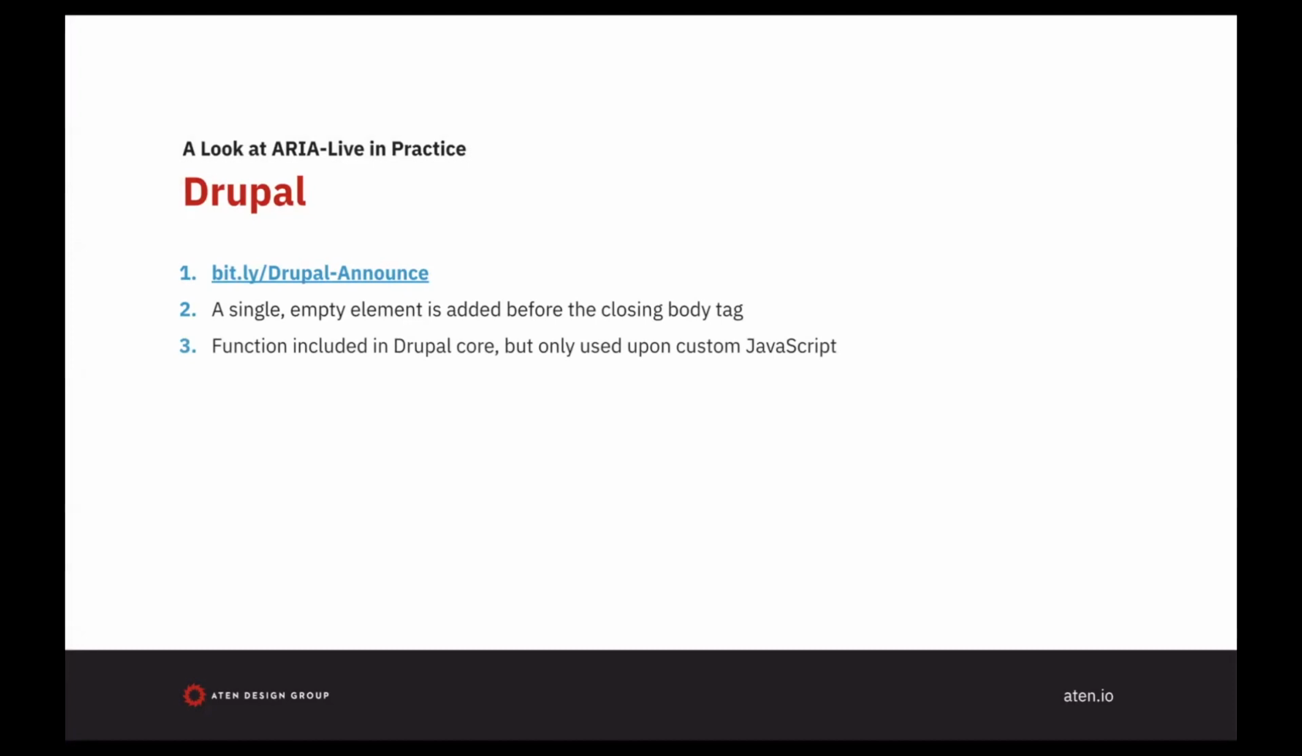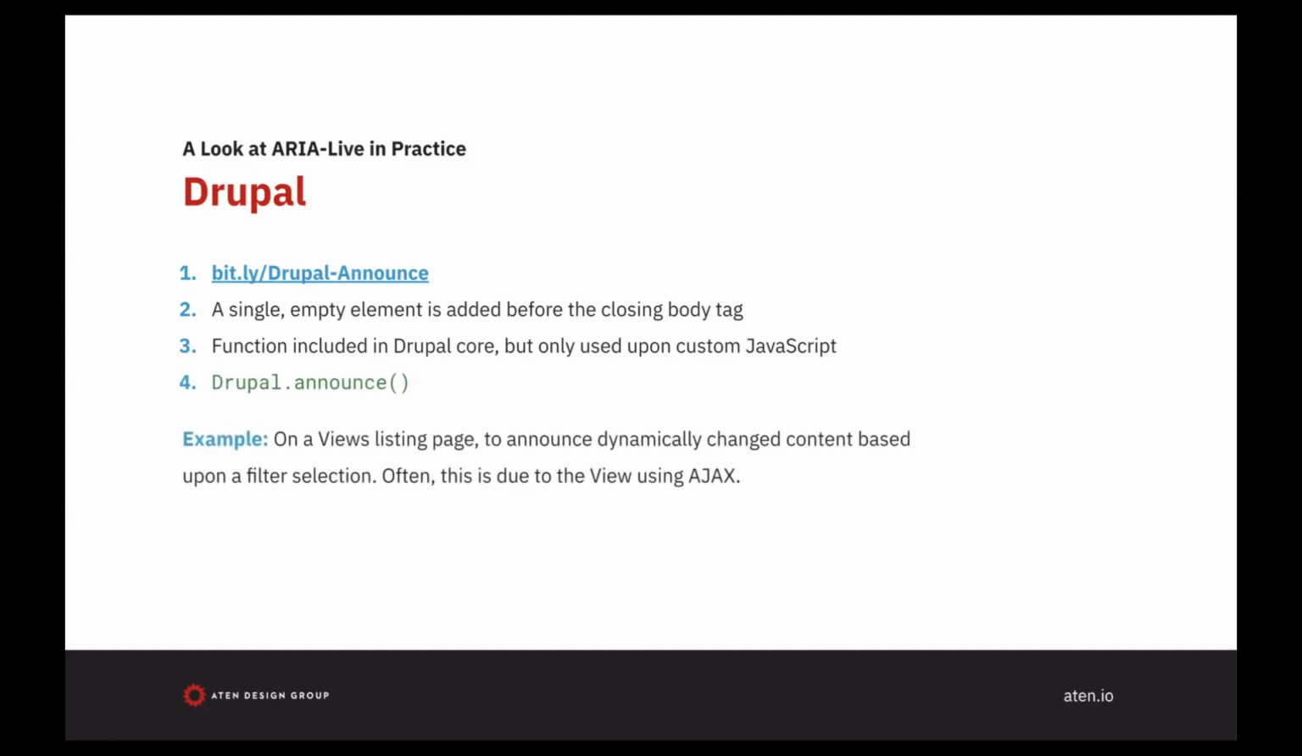Drupal's JavaScript function for changing the ARIA-live announcement is included with core, but obviously we need to instantiate it with our own custom JavaScript in order to be able to use it. The function for updating the ARIA-live announcement div is going to be Drupal.announce. The most common use case across Drupal websites in particular is going to be with any Drupal view that is set up using Ajax. You will need to make ARIA-live announcements every time the listing is refreshed with new data, often upon filtering the results of that listing.